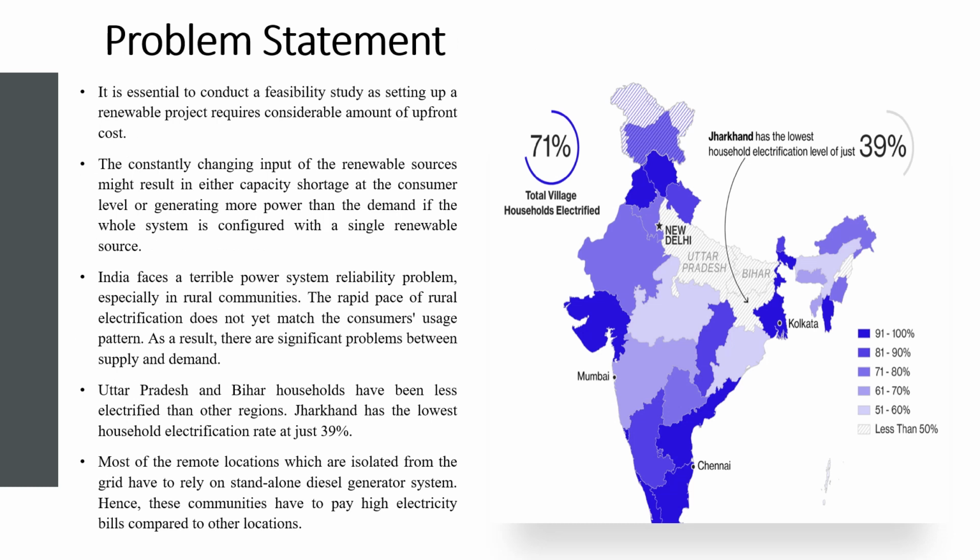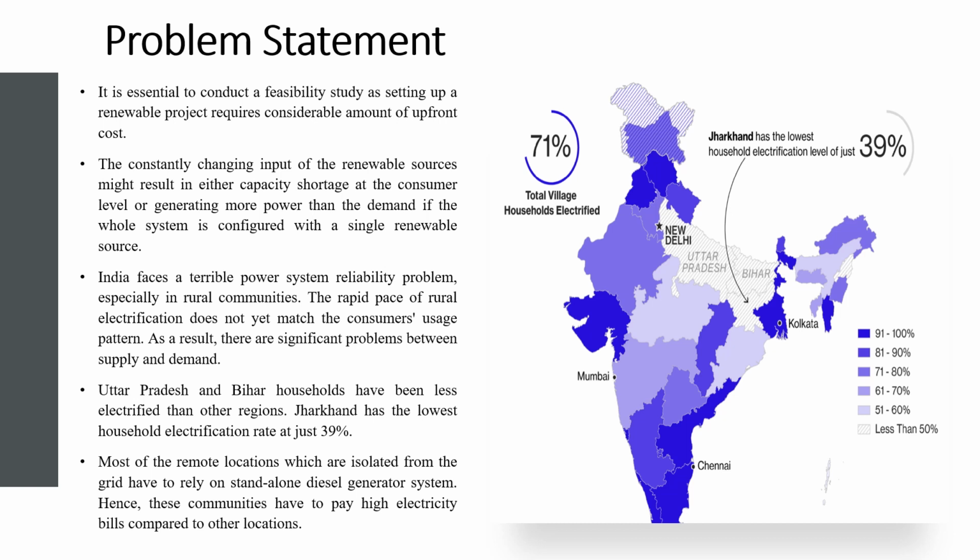It's the problem statement. It is essential to conduct a feasibility study for any kind of project to see if it's feasible or not. We chose India for the project, and as you can see from this picture, Uttar Pradesh and Bihar have the lowest household electrification level, just 39%, and we are trying to put two kinds of renewable sources here: one is wind energy and one is PV, solar panels.